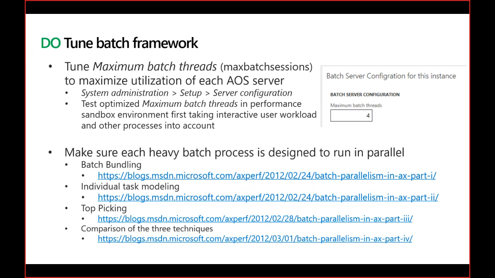The other thing I would like to highlight here are some of the techniques that you can use to run your batches in parallel. And this is, of course, during design and then development phase. These are blog articles. They can also apply for previous releases, so they're not very recent, but the same principles still apply. You could still, for your batch workload, use different techniques to use parallelism, like batch bundling, individual task modeling, or top picking. And then there is a comparison of the 3 techniques you can find in these blog articles.